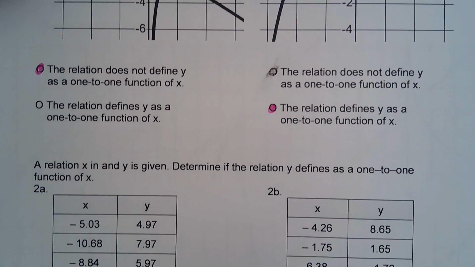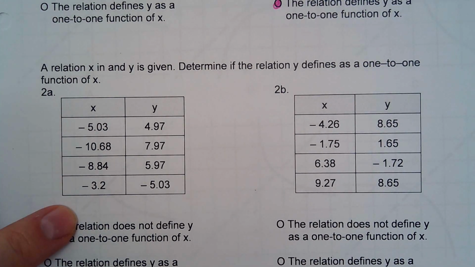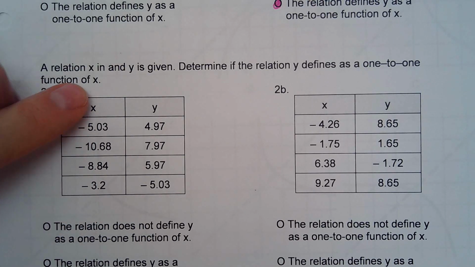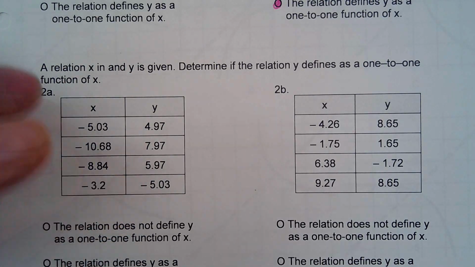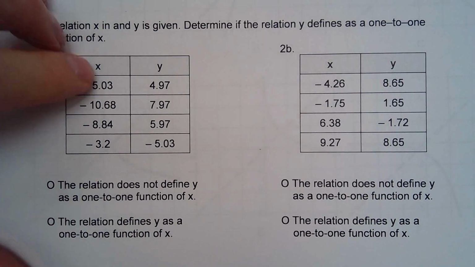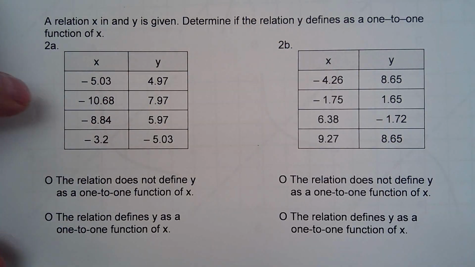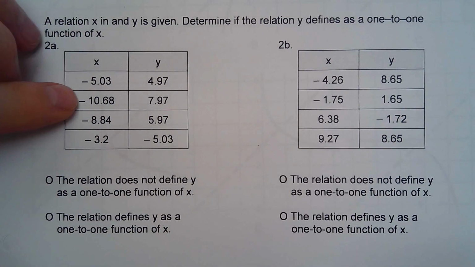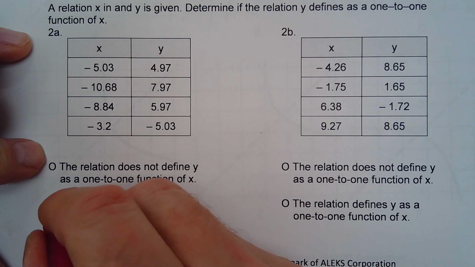So here we're doing the same thing. So remember, we first see if it's a function, and then see if it's one-to-one. So all the x values should be different, and all the y values should be different. And if so, then it is a one-to-one function. Each x is going to one specific y value, and each y value is coming from one specific x value. So this relation does define y as a one-to-one function.